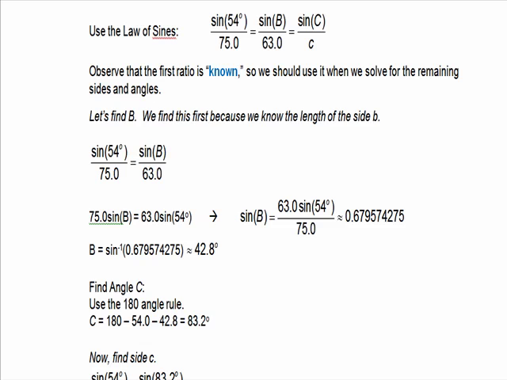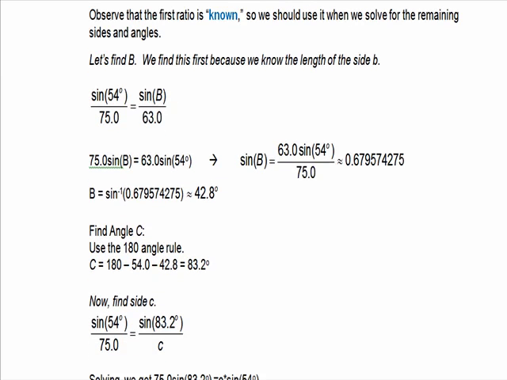Cross multiply gives me 75 sine B equals 63 sine 54. When I solve then for sine B, that gives me 63 sine 54 divided by 75. And I learned that sine of B is approximately 0.679574275. And like we did in previous examples, I need to get the angle, so I do the inverse sine. And so the inverse sine of that number gives me approximately 42.8 degrees.